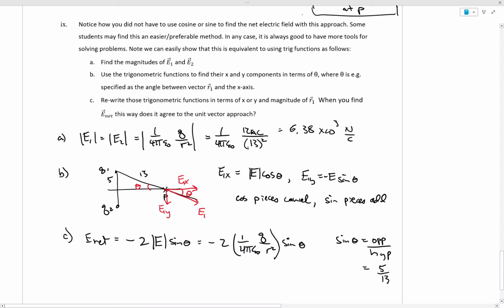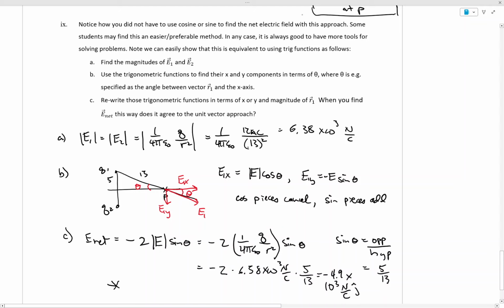You see how this is exactly what we had up above. We put that in, negative 2, times this magnitude, 6.38 times 10 to the third, times our 5 over 13. What do we get? Same as above. This would give us the same thing that we saw above, the negative 4.9 times 10 to the third. And what is that? That's in the j hat, y direction.